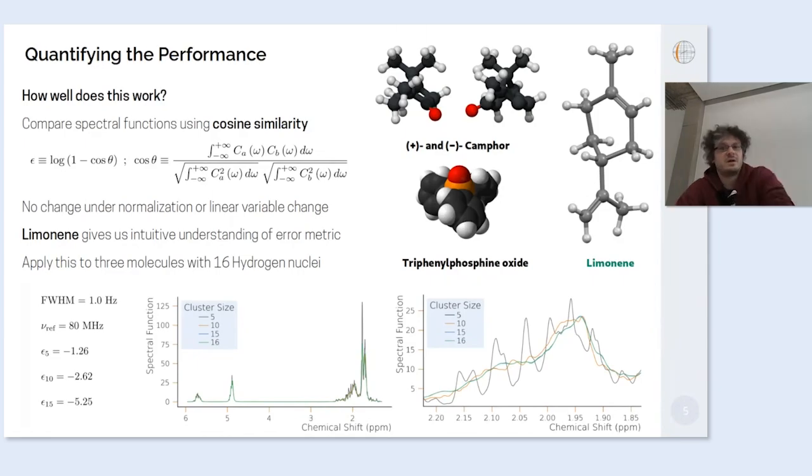Note we're actually plotting here the logarithm of 1 minus the similarity, since the similarity is usually pretty close to 1. Okay, so now that we understand what the error metric is and what it means, let's start benchmarking. We're going to start by looking at the performance of the solver on these 3 molecules shown here, all of which have 16 spins.